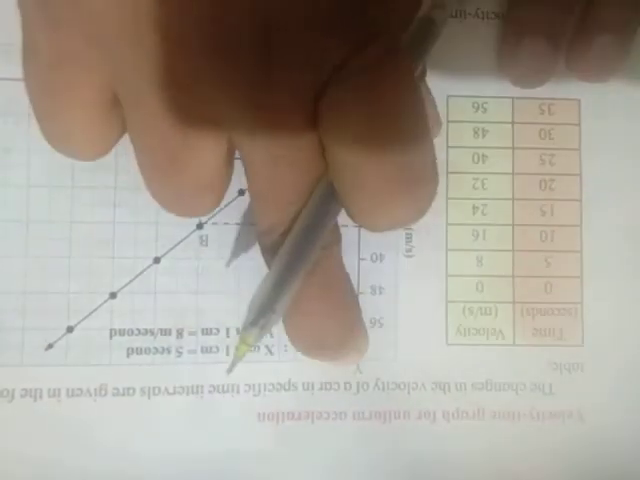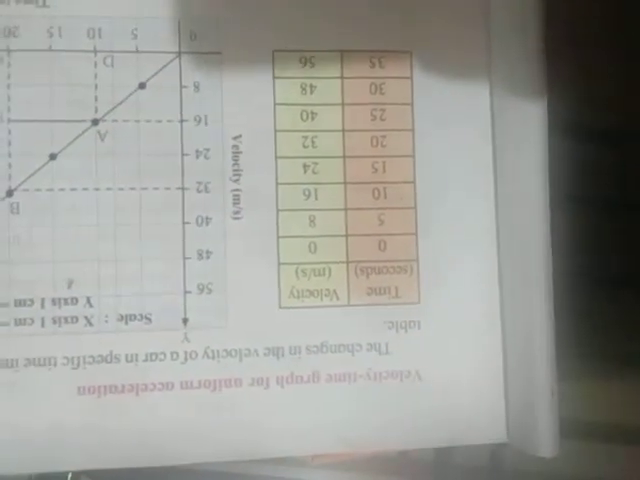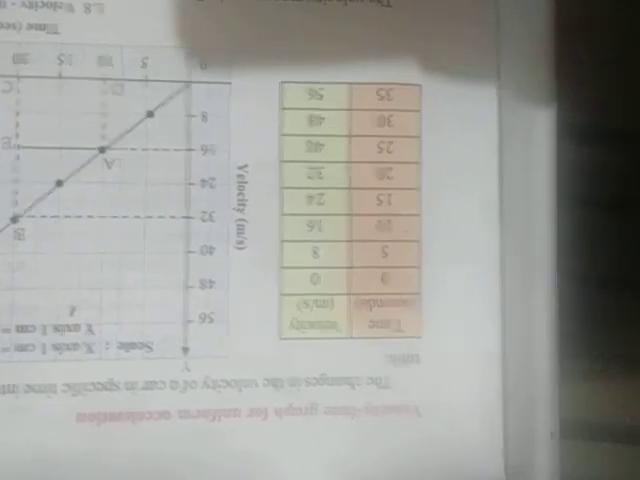Let's continue with the next, the velocity time graph for uniform acceleration, which we have already learnt now. Now here is the velocity time graph for uniform acceleration. Is that clear? So now, velocity time graph for uniform acceleration, what it says here, let's see.